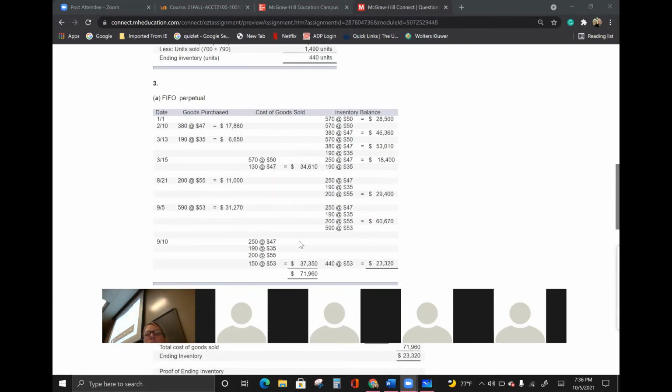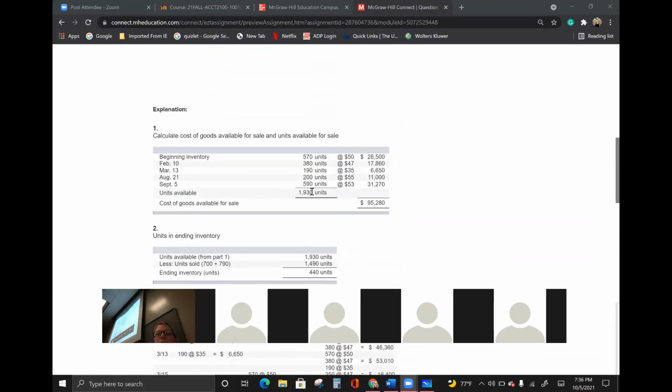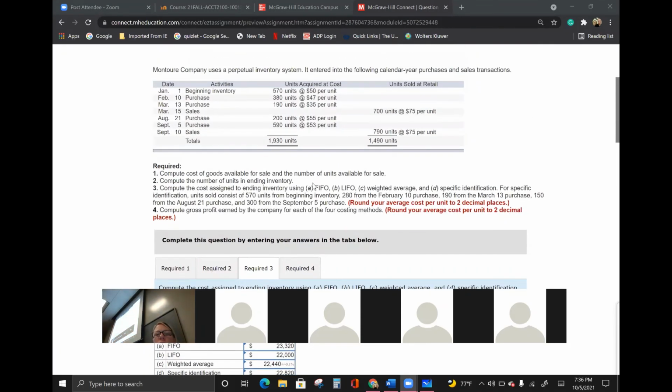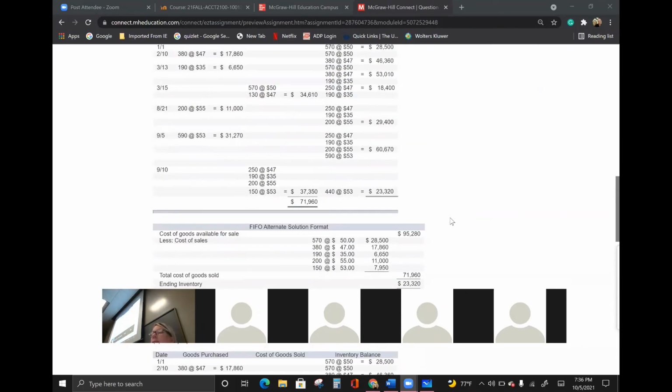Okay, so when I have the sale now of the 790 units, I have to look and see what do I have first. Go to the oldest, the 250. The 250 is going to get sold. The 190 is going to get sold. The 200 is going to get sold. I add those three up, subtract the 790, and whatever the difference is, that's what I'm going to use out of that last batch of 590 at 53.